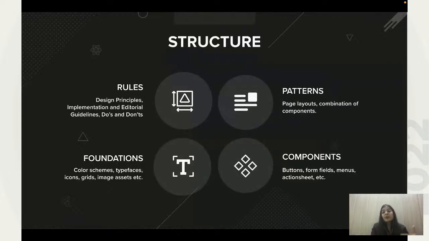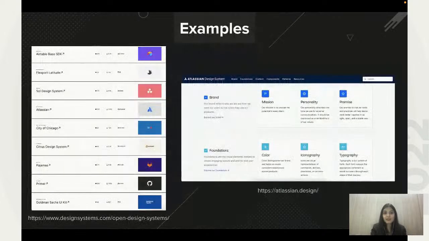To understand how all of these are connected to a design system, we will cover the characteristics of a design system. Here in the Atlassian design system, which is an open design system, we can refer to all of these on the left. It has represented its brand, the mission, personality, promise, and the foundations like color, iconography, typography. It also has documented the components and patterns.